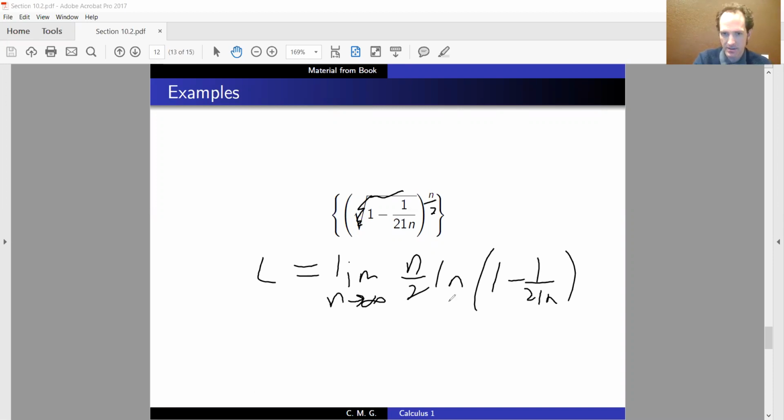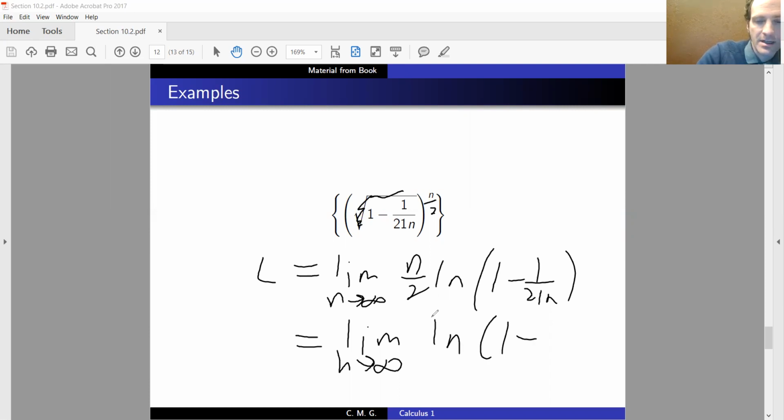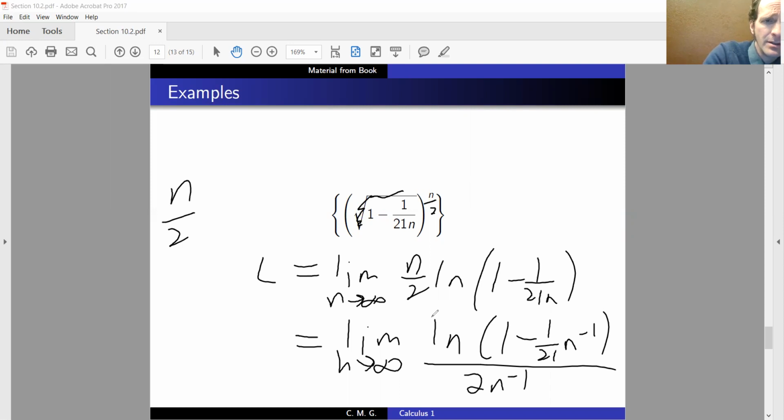All right. And so if I go from there, what am I going to get? I take this n over 2 and put that in the denominator. So I flip it, make it a minus 1 power. And so that's going to be the limit as n goes to infinity of the natural log of 1 minus 1 over 2n. I'm going to make that n to the minus 1 just to make my life a little easier when I differentiate, divided by 2 n to the minus 1. And so n over 2 to the minus 1 power is 2 over n, which is 2 n to the minus 1. So that's why I flipped that.